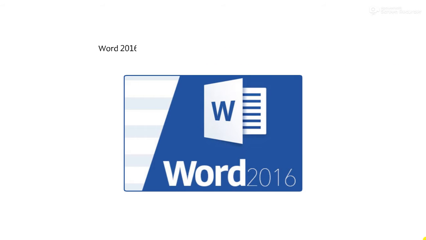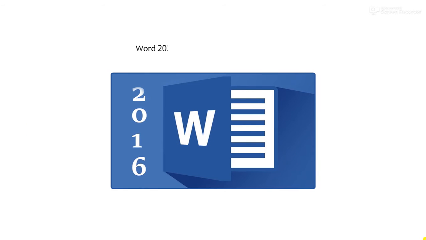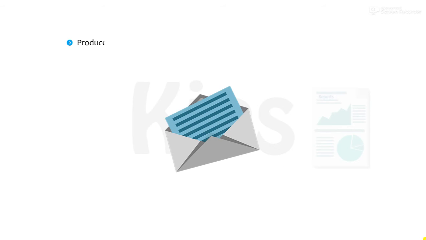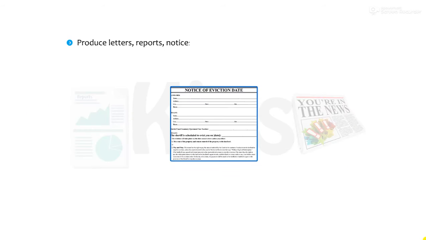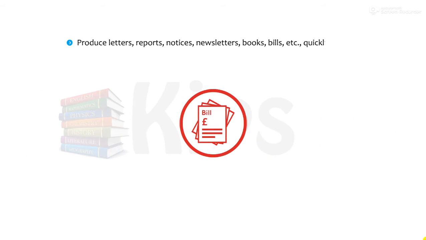Word 2016 is application software used for word processing. It was introduced by Microsoft Corporation, one of the world's largest companies in software development. Word 2016 has the power and flexibility to produce letters, reports, notices, newsletters, books, bills, etc. quickly and in a presentable manner.